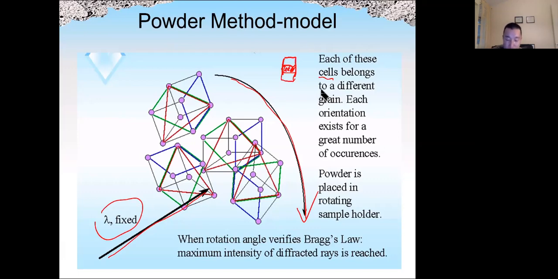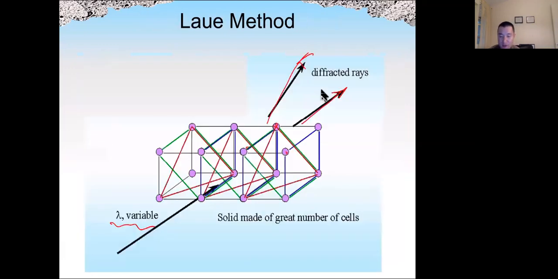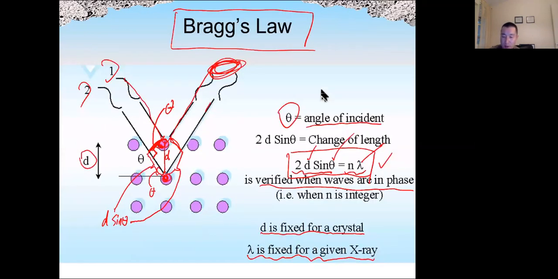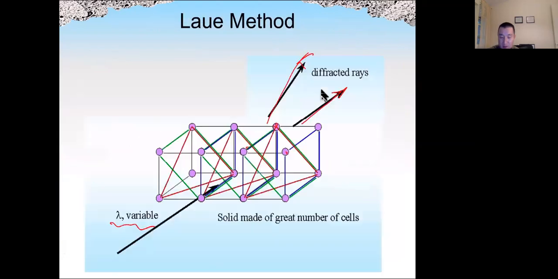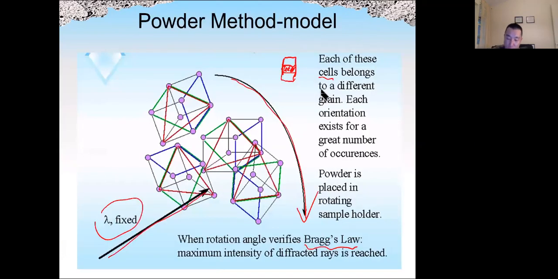When the rotation angles verify Bragg's law, which is when 2d sin theta is equal to n lambda, where n is an integer, we call that verified Bragg's law. The intensity will be higher. The maximum intensity of diffracted rays is reached. That's why we see different peaks at different angles.